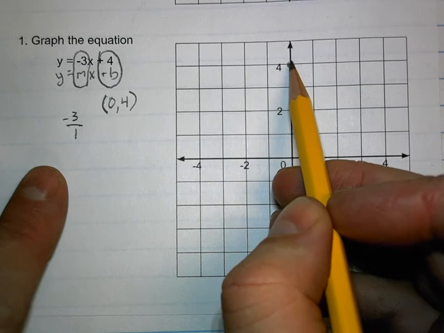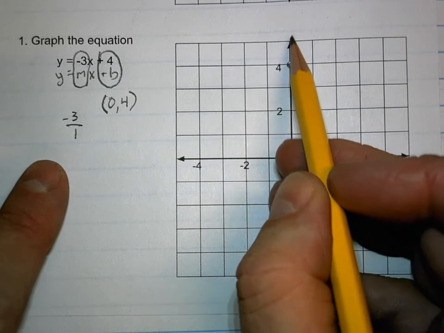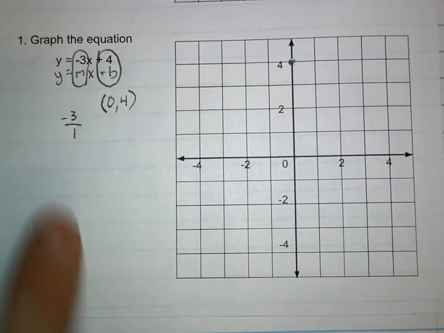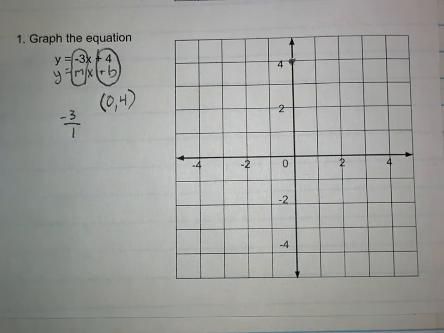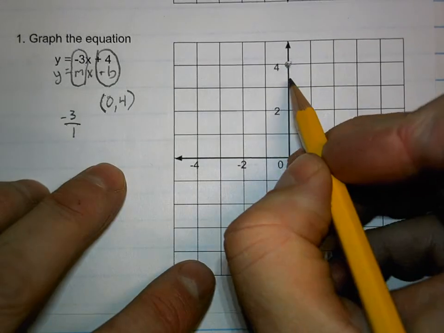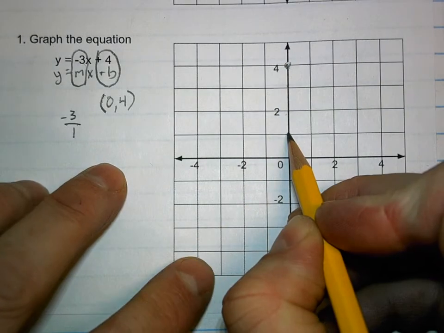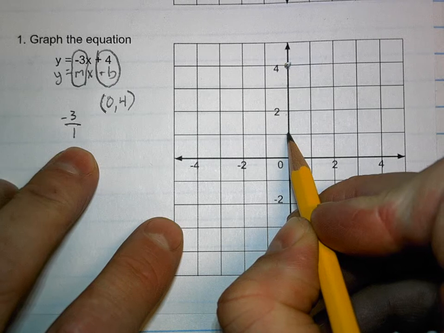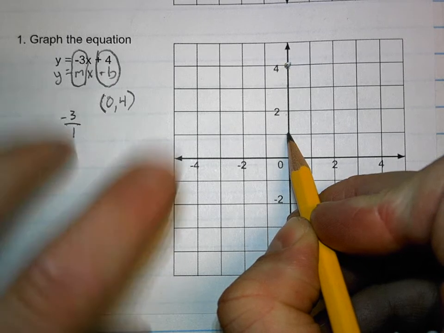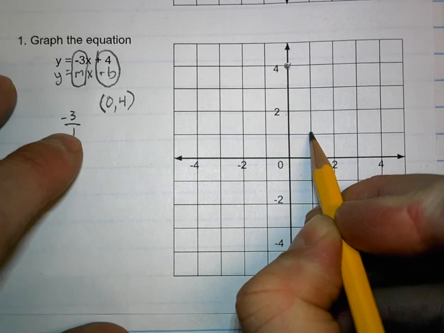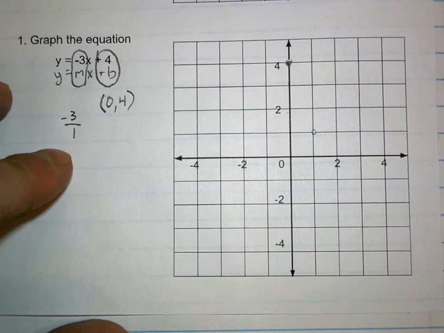Can I rise 3 here? No. Why not? Because it's off the graph. So rise and drop are really the same thing. I can drop 3 from 4. 1, 2, 3. Now I'm going to run 1. Which way does my line need to go? Left. So I'm going to have to go over here, right? Yes. And I'm going to do it a second time.